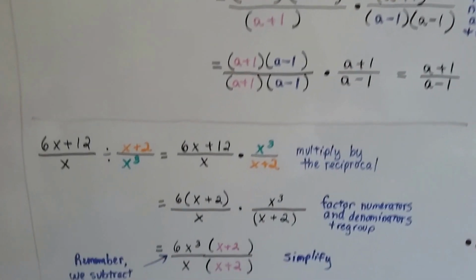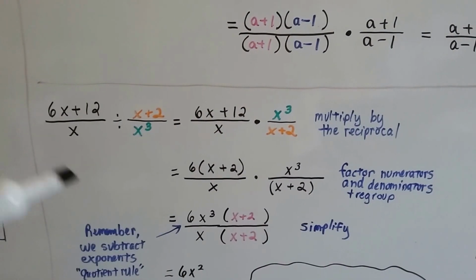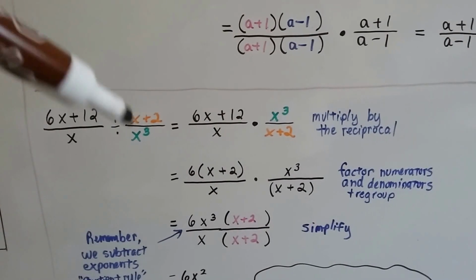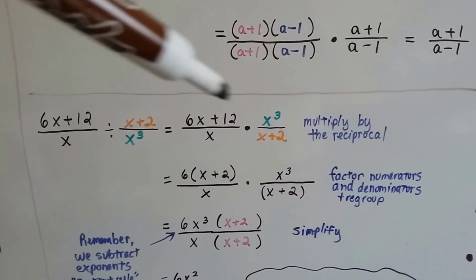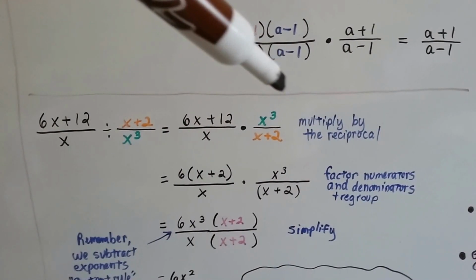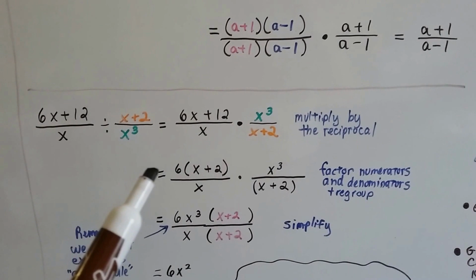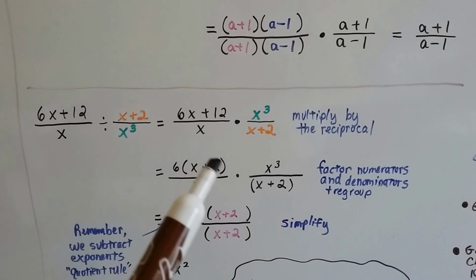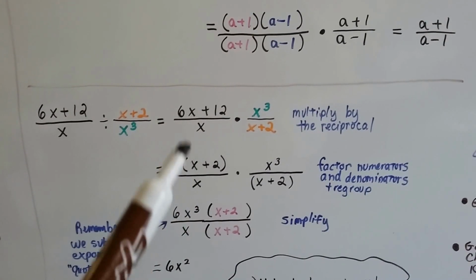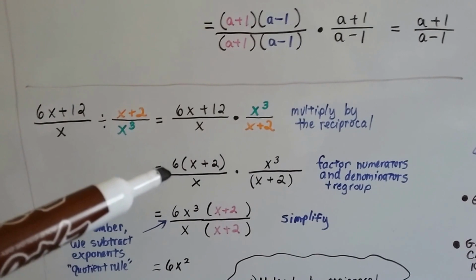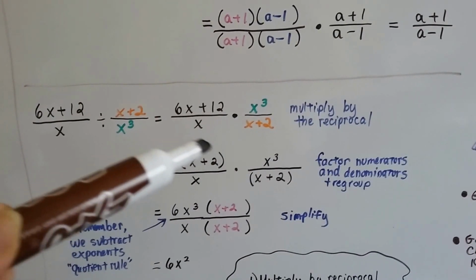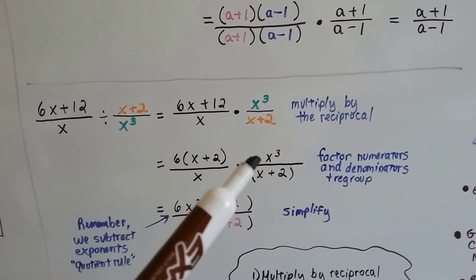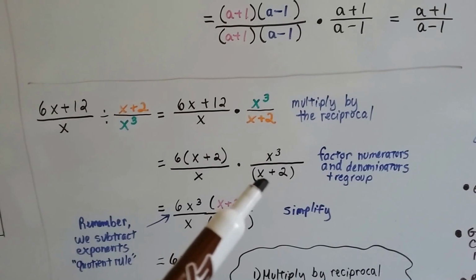Let's try another one. We've got 6x plus 12 over x. They want us to divide it by x plus 2 over x to the third power. We're going to switch this guy around so the green's on top and the orange is on the bottom, like that. Now we're just going to multiply by the reciprocal. When we factor this, we get 6 times the quantity x plus 2, and that's going to be over the x. See, if we did the distributive property, we'd go back to 6x plus 12. See, it's factored. And then this guy is going to be x to the third power over x plus 2.